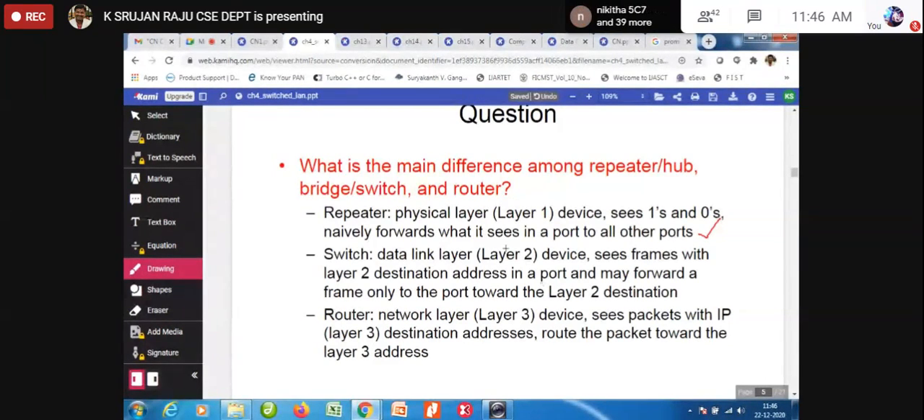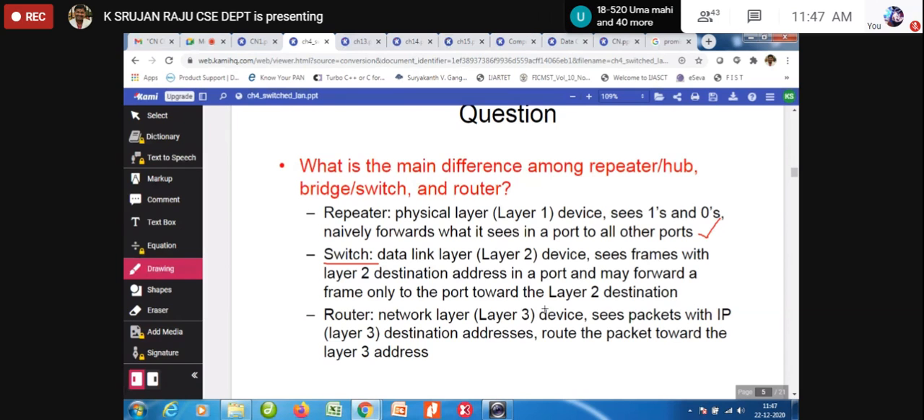Okay. Now, the switch, when you are going to talk about a bridge, always please keep it in your mind, either I'm going to use it as the term bridge, or otherwise switch as a term. So data link layer devices see frames with layer 2 destination address in a port, and may forward a frame only to the port towards the layer 2 destination. Understood? So filtering is happening. It is taking it, looking at that, and forwarding it.